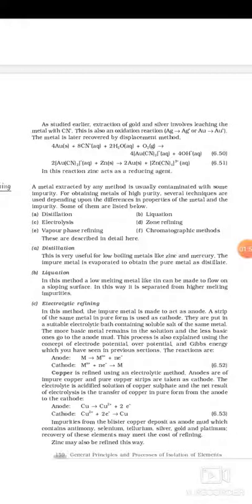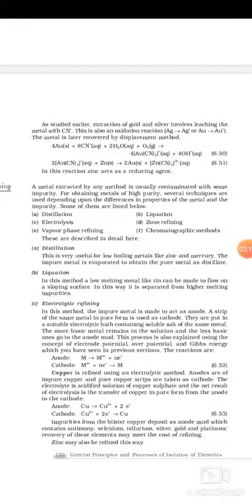Here is the reaction: gold plus cyanide plus water plus oxygen gives you the aurocyanide complex plus 4OH⁻, and then this complex is reacted with zinc to give gold metal and zinc cyanide complex. In this reaction, zinc acts as a reducing agent.